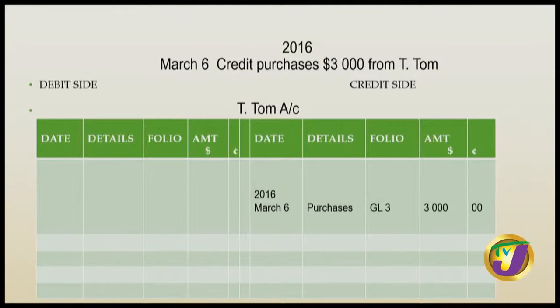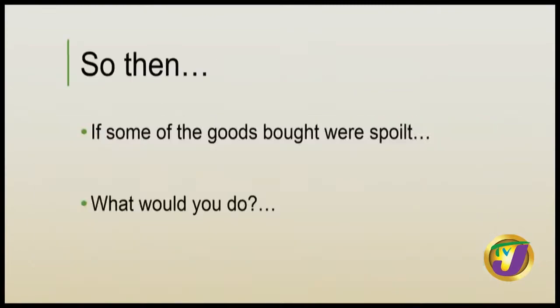The corresponding entry would be in T. Tom's account, our creditor, in the purchases ledger. And remember now, we're increasing in this case a liability, so his account will not be debited, but his account will be credited. Practice, practice, practice. You can't forget to practice. We're building, students.